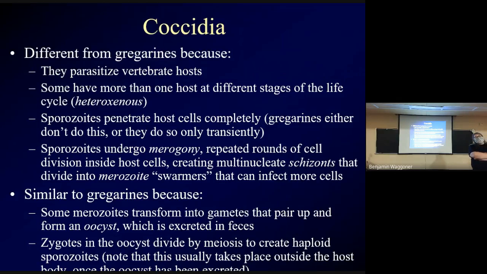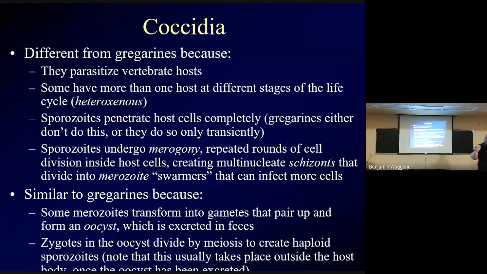Coccidia change that in several ways. For one, they do parasitize vertebrates, including humans, and including animals of veterinary importance: livestock, fowl, chickens and ducks and all that, and pets. Many coccidia have more than one host at different stages of the life cycle, so they're heteroxenous. They're not restricted to a single host like gregarines are.